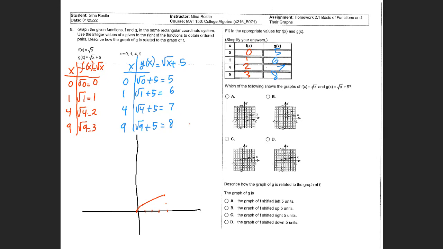Okay, so now this is for f of x, yeah. Now look at g of x. 0, 5. Okay, this is 0, 5. This is 1, 2, 3, 4, and 5. Start from here. Next, 1, 6. Here. Okay. 4, 7. This is 4, 7.